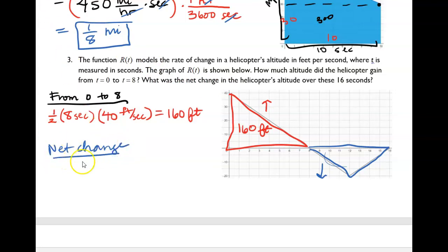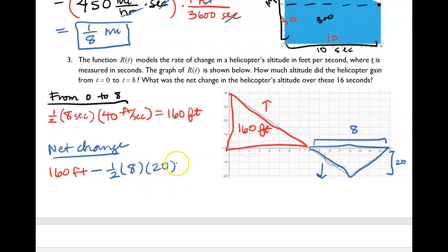So I'm going to do my 160 feet that I started with, and then I'm going to subtract this area here. So my base is 8 again. My height is only 20, and then I have to do 1/2 times that. The units would end up being feet. I should have probably put the units on each of those. So that gives me 160 minus 80 feet, so that gives me 80 feet for my net change. So overall, I'm 80 feet higher than when I started.